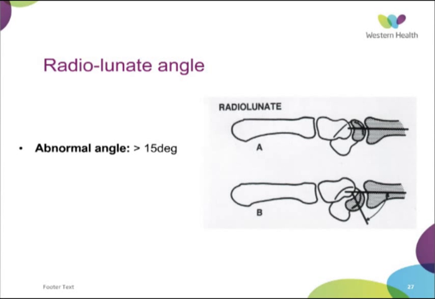With the radiolunate angle, again a line through the distal end of the radius and the lunate, normal is 0. However, as the lunate extends in a scaphoid fracture, this angle increases, so more than 15 degrees is abnormal.